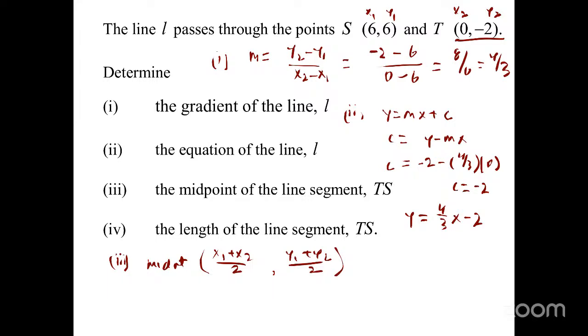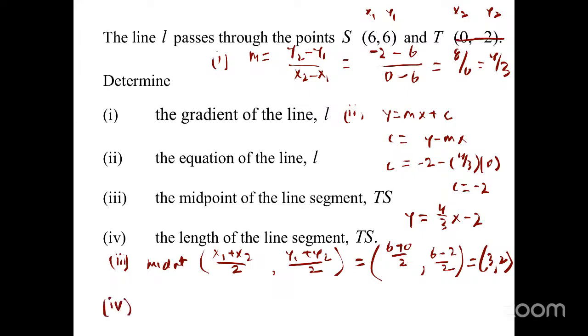Okay? So the midpoint will be 6 plus 0 over 2, 6 minus 2 over 2. So I got (3, 2). Anybody got (3, 2)? Put in midpoint. Yeah, find that out. Nice.